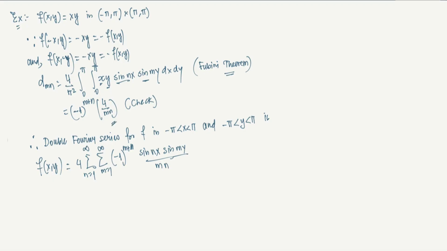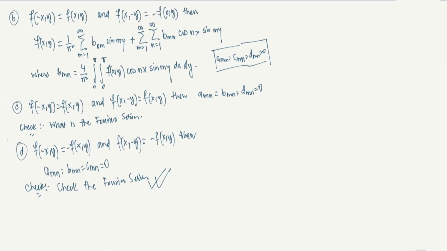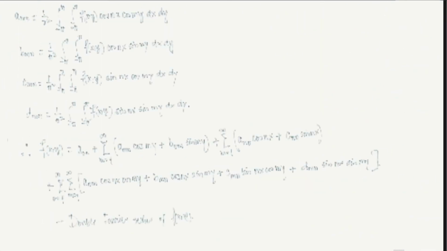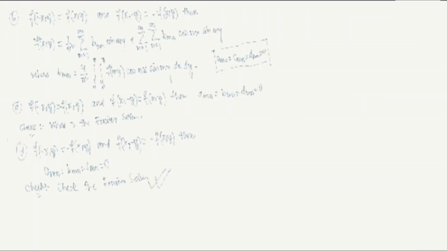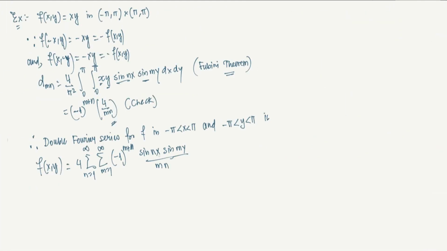d_mn is this. I am just putting it in the expression of f. You see, a, b, c, everything is gone. I am only left with this. So sin nx sin my, and f(x, y). This is what we need to do. So you see, this is the term which you have: sin nx sin my by mn. Okay, so that is your f(x, y), the double Fourier series.